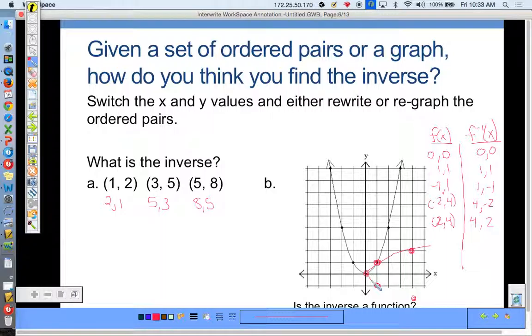So it looks like here our parabola turned on its side. Now, is the inverse a function? I'm going to say no, because it doesn't pass the vertical line test. Now, one other thing to note here, if I was to draw in the line y equals x, this inverse is a reflection over the line y equals x. So you can always check if you did it right by drawing in that line y equals x, and then if you were to fold it in half, would that graph match up?